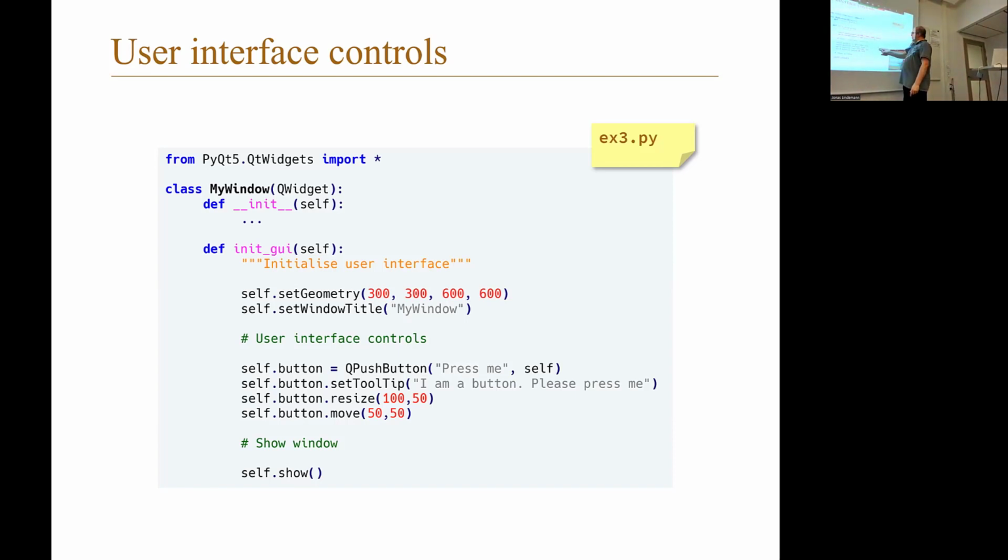The first argument is the title of the button. Self here is the parent of the button. So we attach the button to our widget, basically stick it to the window, so the window will own this button. We set the tooltip. That is a small box that comes up if you hover over the button, and it will show, I have a button, please press me. And then you have resize, where you can set the size, and you can move it around and place it in the window with some XY coordinates.